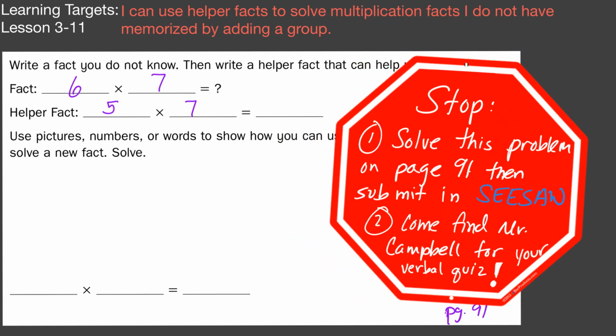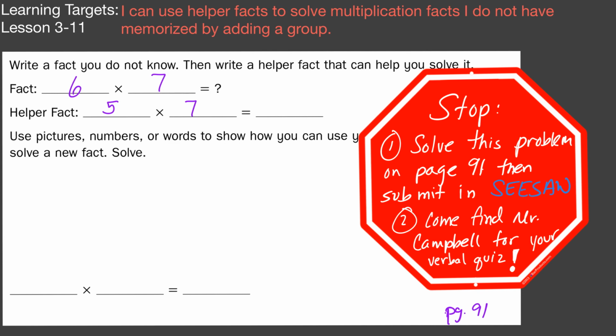So just this last part here is what you need to work on. So you're going to submit that in Seesaw. And then look at this. This is some new directions that we haven't had before. You're going to come and find Mr. Campbell for your verbal quiz.